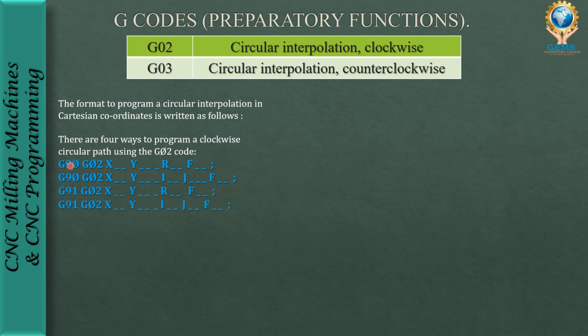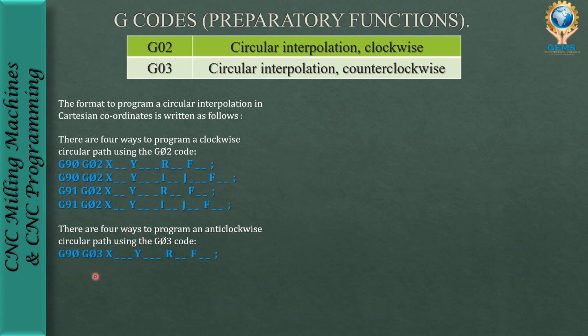See, this is the absolute mode and this is the incremental mode that we'll study later. We can write the code in two different formats. Either we can mention the direct radius, or we can mention either I or J. And the same four ways apply to program an anti-clockwise path. Anti-clockwise movement means you have to mention G03. In anti-clockwise also you can mention the radius, or you can use the I and J reference values.